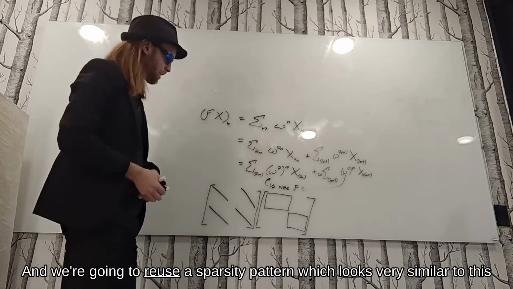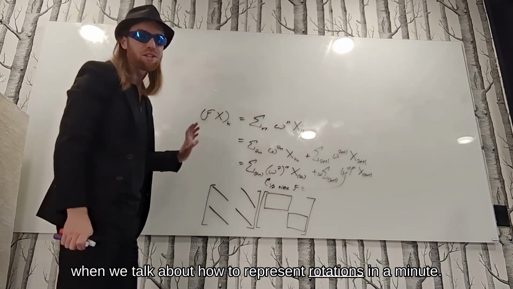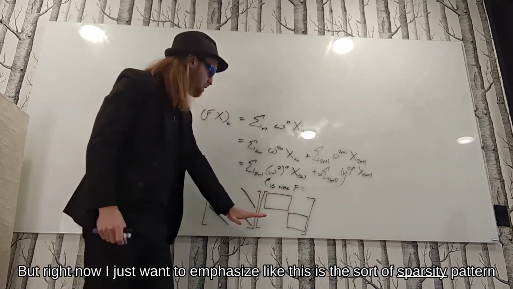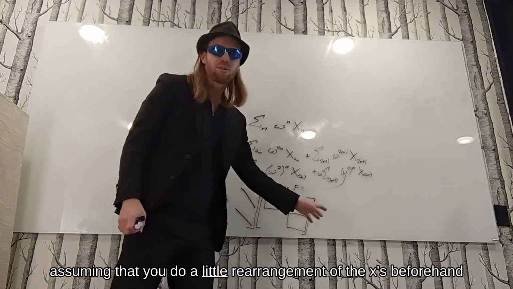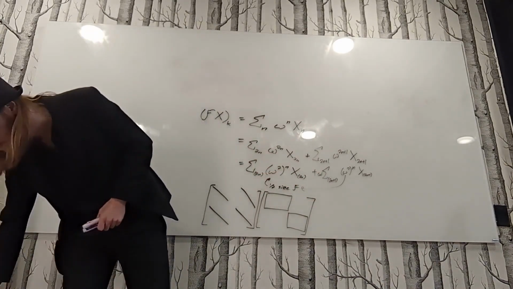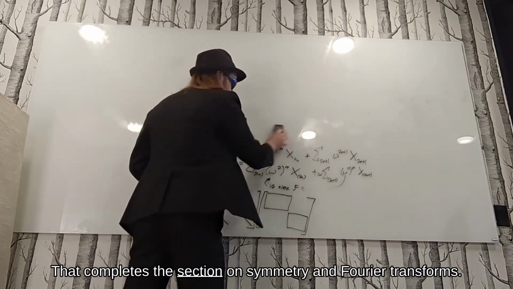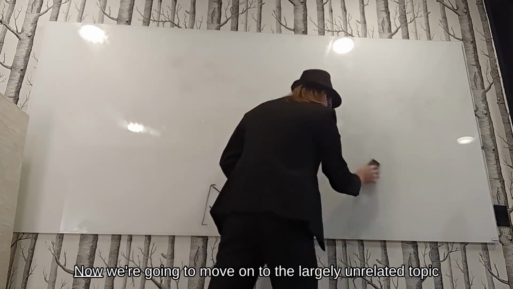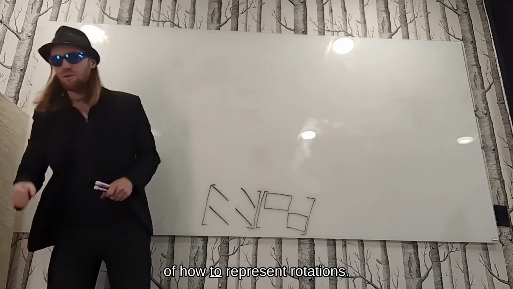And we're going to reuse a sparsity pattern which looks very similar to this when we talk about how to represent rotations in a minute. But right now I just want to emphasize this is the sparsity pattern that you get for a Fourier transform, assuming that you do a little rearrangement of the x's beforehand in order to group things together nicely. All right. That completes the section on symmetry and Fourier transforms. Now we're going to move on to the largely unrelated topic of how to represent rotations.